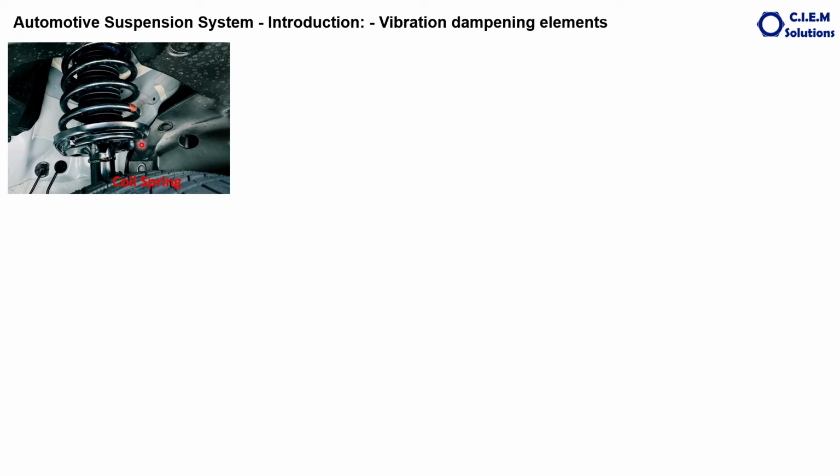The main function of the suspension is dampening the vibrations and absorbing the shocks. So which are all the dampening components in the suspension system? We can see four types of vibration dampening components in vehicles. The first one is the coil spring, which looks like this. This is the helical metallic spring.